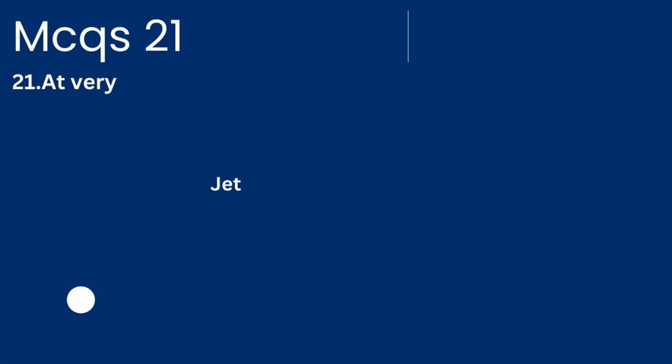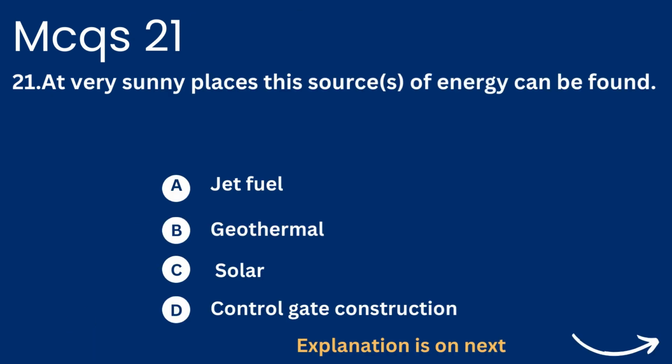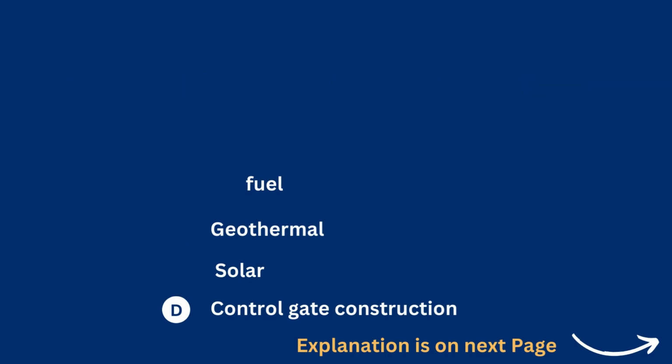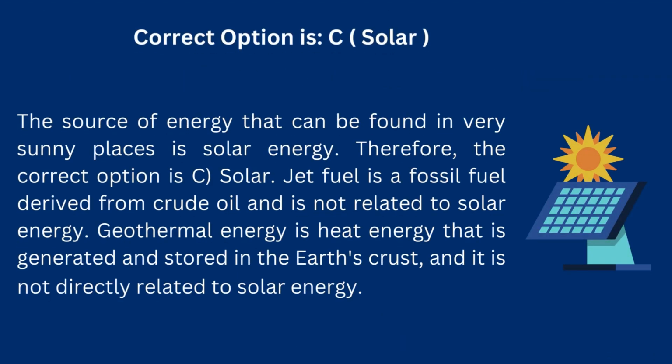Moving towards next MCQs. At very sunny places, the sources of energy can be found. Option A is jet fuel, option B is geothermal, option C is solar, option D is control gate construction. So the correct option is C, solar. The source of energy that can be found in very sunny places is solar energy. Therefore, the correct option is C, solar.